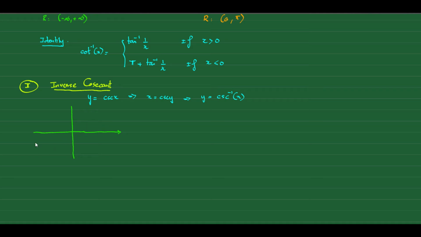So we look at it one period, but from negative pi to pi instead of from 0 to 2 pi. So this is pi right here, and this is negative pi right here. So 1 right here and negative 1 right here. Pi over 2 here and negative pi over 2 here. So the graph of sine will be something like that, right?